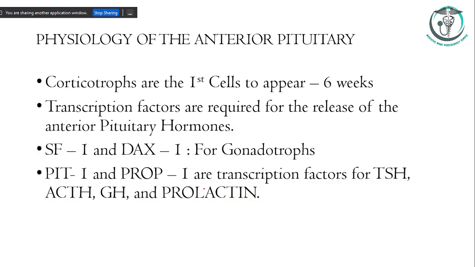Physiology of the anterior pituitary gland. Now, this is embryology from Kape. Take note that it will start working. The corticotrophs in the anterior pituitary gland are the first cells to appear, at 6 weeks of development. This is from Kape, take note.